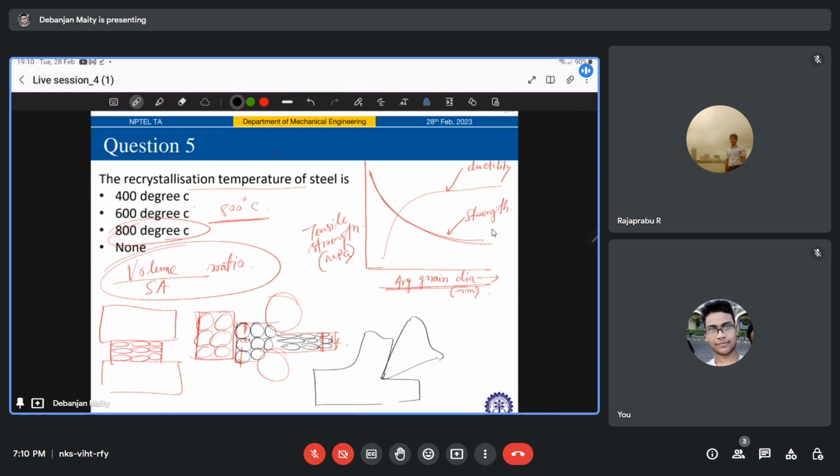This is your tool over here. So how will this elongate? These are unaffected parent metals, let's say. There will be some shear over here, shear over here. So these grains will be elongated like this, correct?